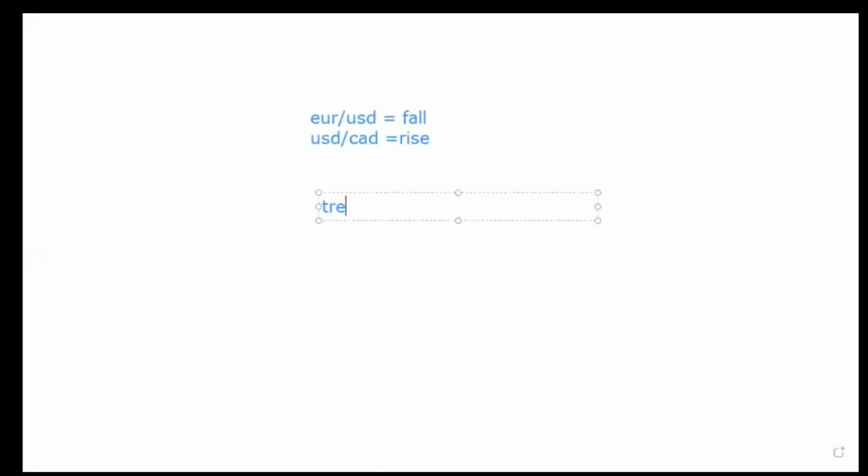Now, what is a trend? Trend equals direction here. A trend is something which runs in the market for a long time. If something is on trend, it runs in the market for a long time, and the same thing applies here.